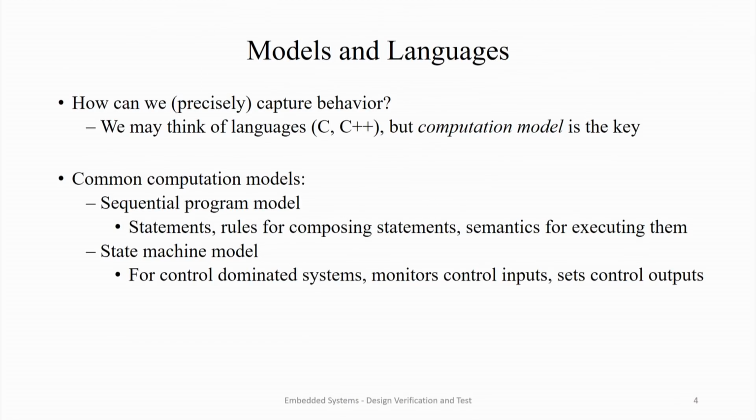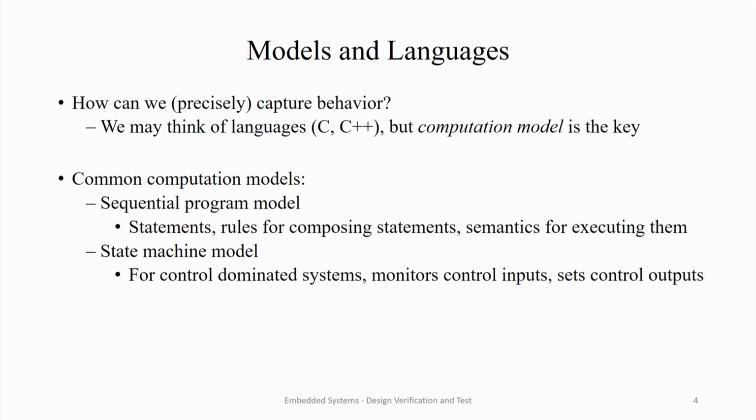All that just for crossing this street. The vehicle code is bigger and it will have much more things to do. So, English is not precise, and therefore, trying to specify in English is futile. So, we need formal models and languages. So, how can we crisply or precisely capture behavior?